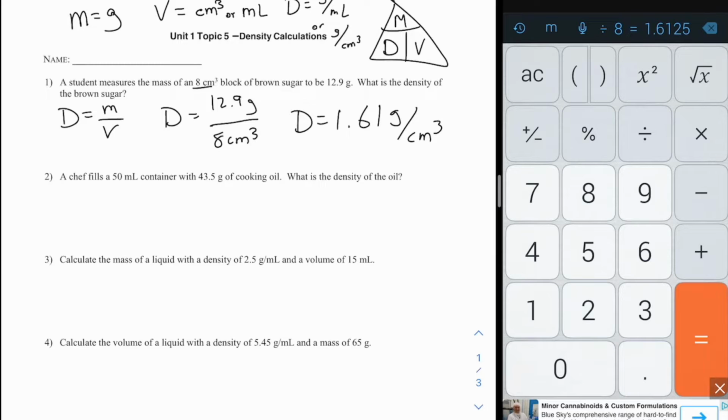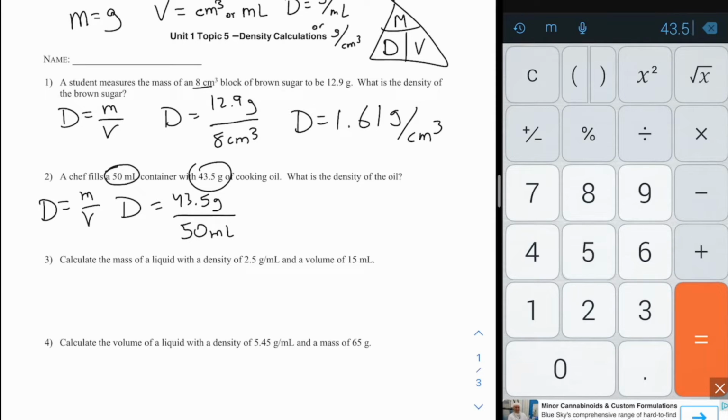Next, number 2, looking for the density of oil. So density again, mass over volume. For my mass, I need grams. Here it is, 43.5 grams of cooking oil. And the volume here, 50 milliliters. So again, we're going to do 43.5 divided by 50. So my density is going to equal 0.87 grams per milliliters.